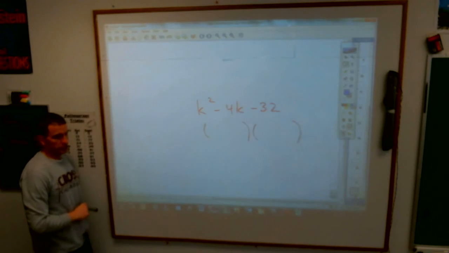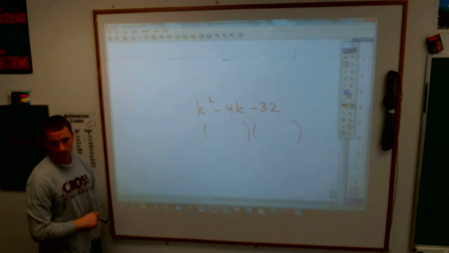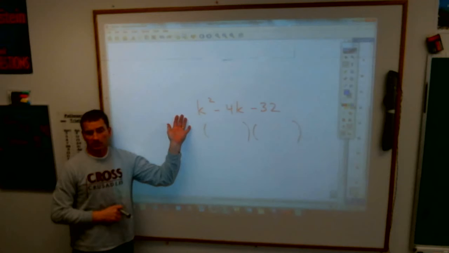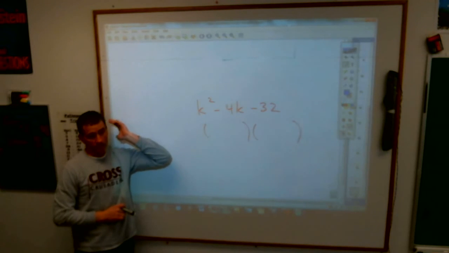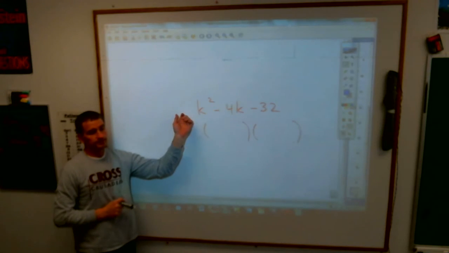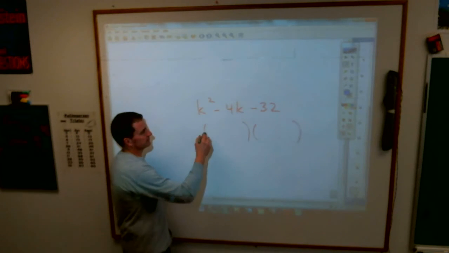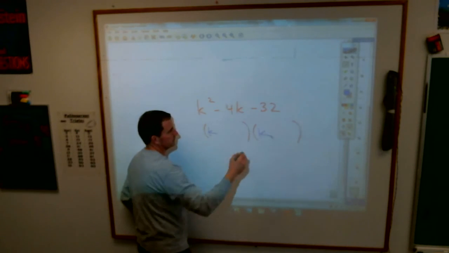So it's pretty simple. The first term, and they won't always be this simple. When you get to the harder ones, there'll be numbers in front of this, and you'll have combinations there. But right now we start out easy. What times what gives you k squared, Grace Watson? Yeah, you're okay. K is good.